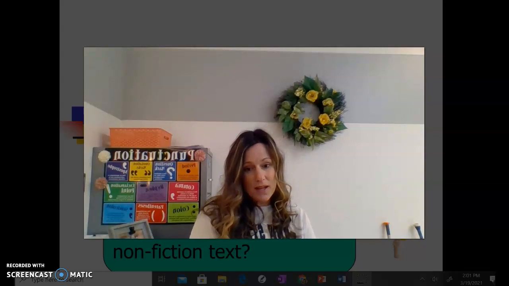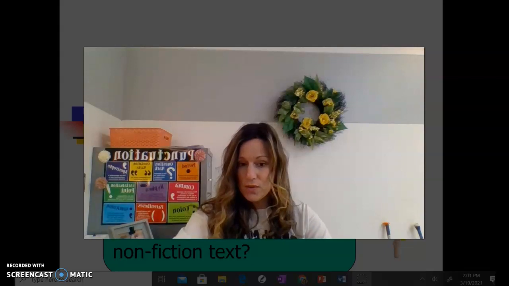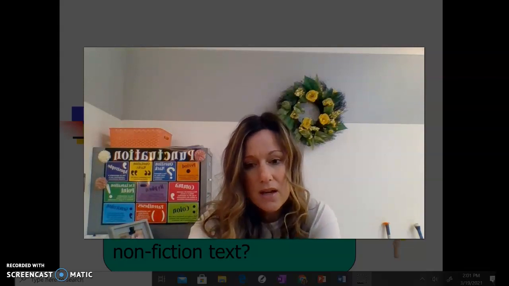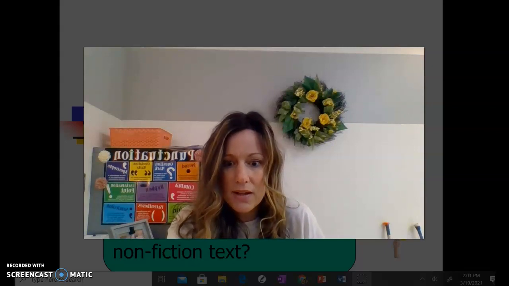Today we are going to be learning about central idea and details. In elementary school, you might have remembered referring to central idea as main idea. So let's take a look and see.